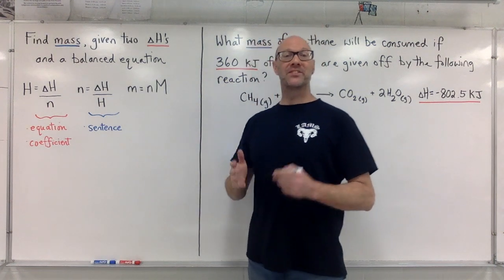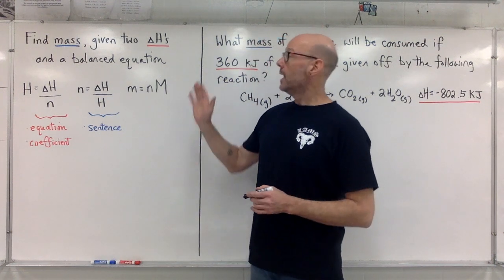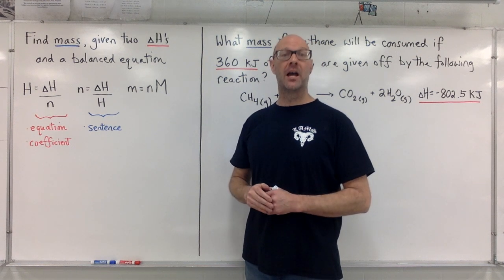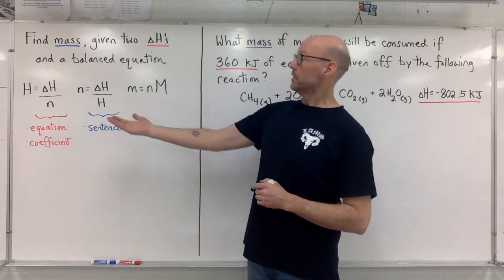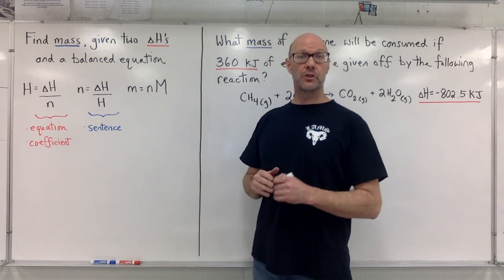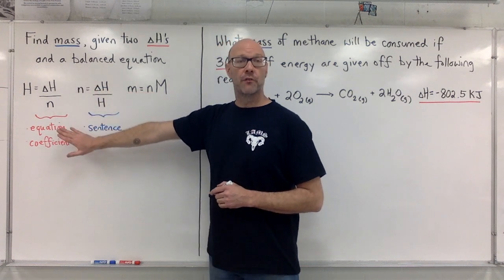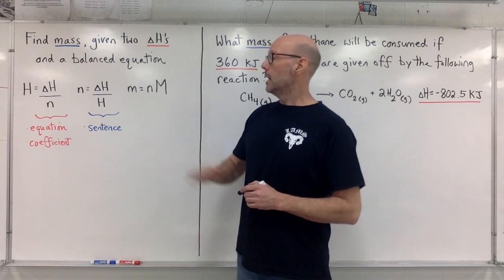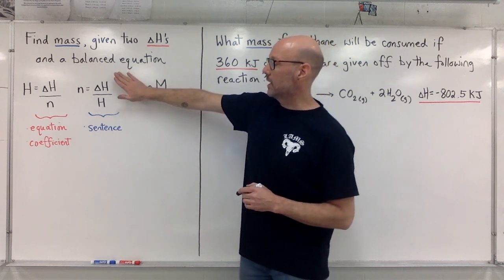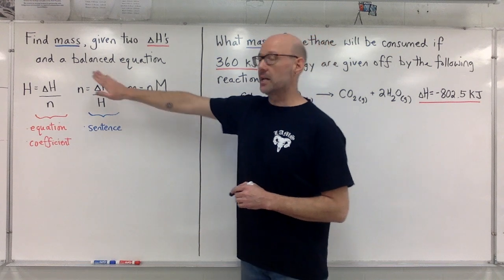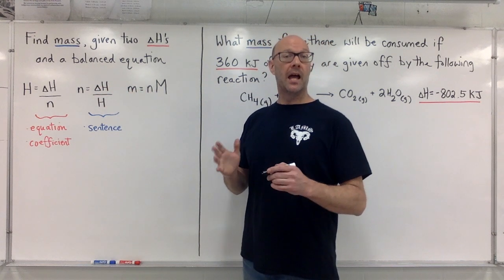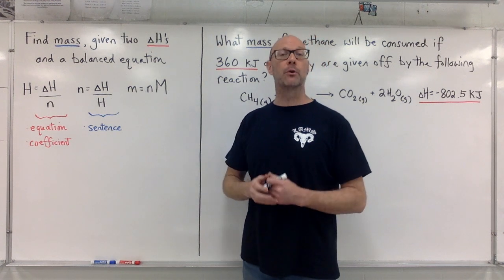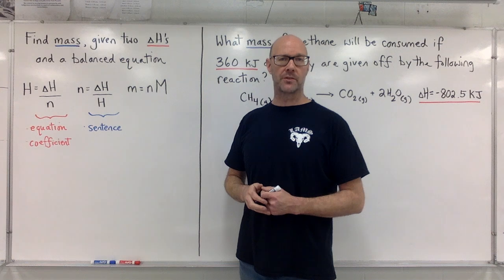Hi everyone. This is a second look at a style of question that asks us to find the mass given two delta H's and a balanced chemical reaction. This is a three-step process. We're first going to start by taking the delta H from the equation, dividing by the moles from the equation, the coefficient. Then we'll convert that into moles while taking the delta H from the sentence and dividing by our previous answer. And finally, we'll take our moles and multiply by the molar mass of the chemical we're focused on in the problem to find the mass.